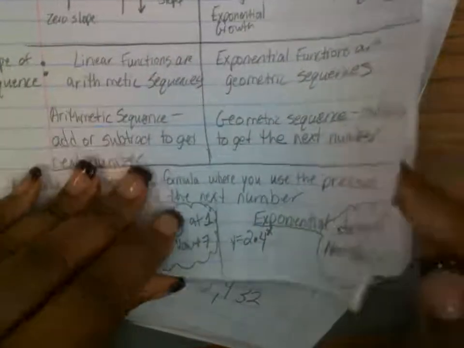Okay, so let's do an example, and then I'll do explicit. Explicit is going to be easy because you've already done explicit. All right, so let's do an example for recursive.